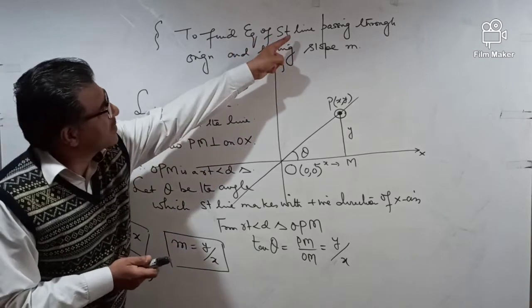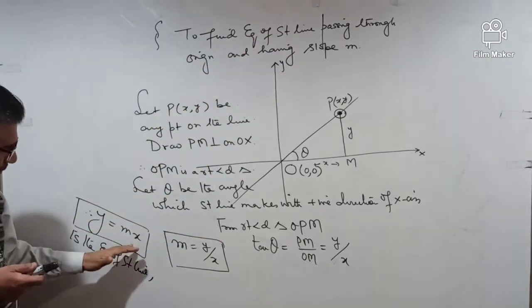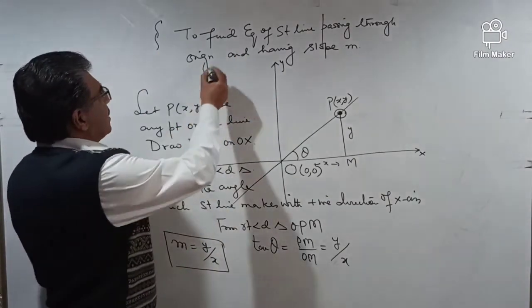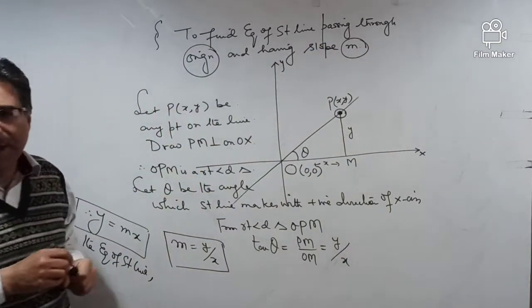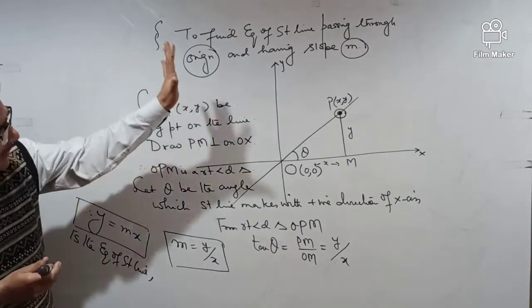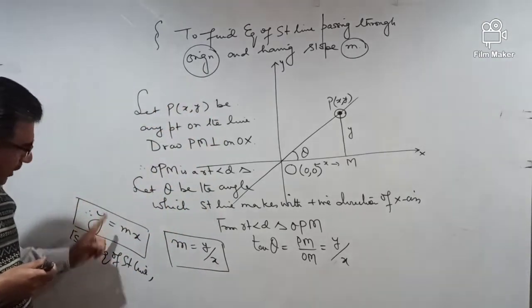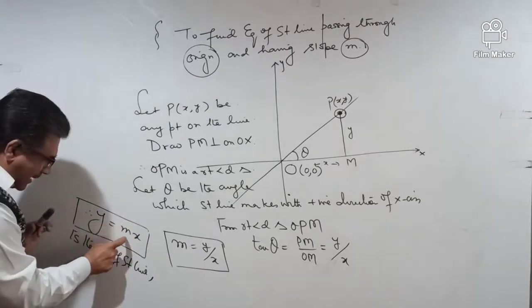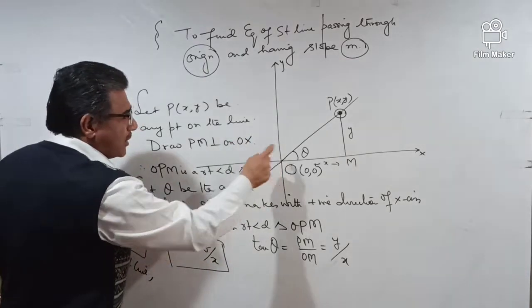To find the equation of straight line, what is the equation of straight line? It is y is equal to mx. So what is y is equal to mx? It is the equation of straight line passing through origin, and having slope m. So this is how to prove what is the equation of the straight line passing through the origin and having slope m. Now you remember one thing, only one thing matters here, that is slope. Because already we know that line is passing through the origin.